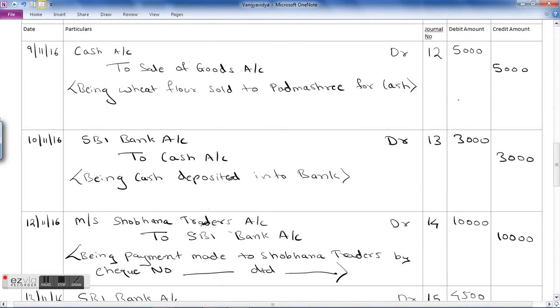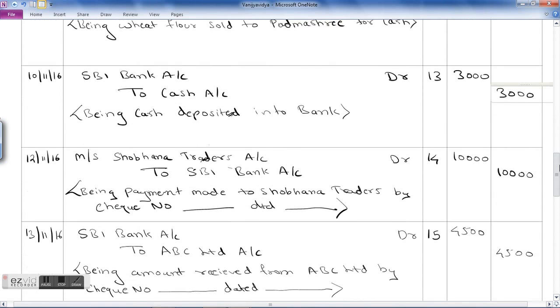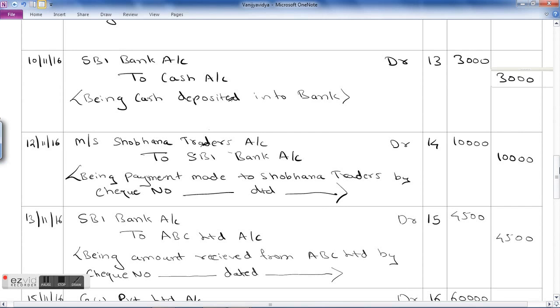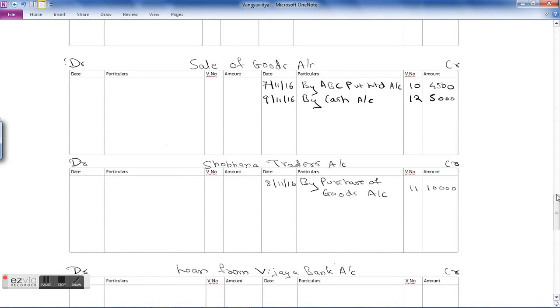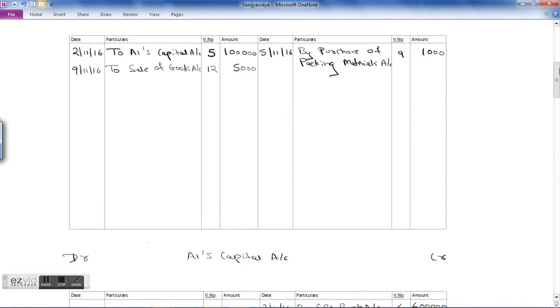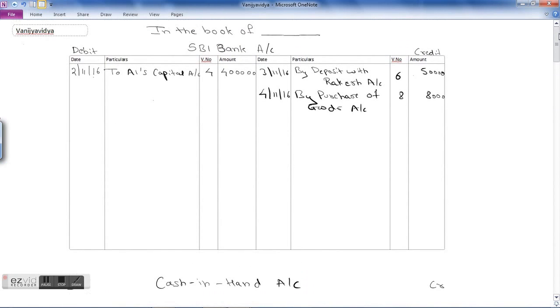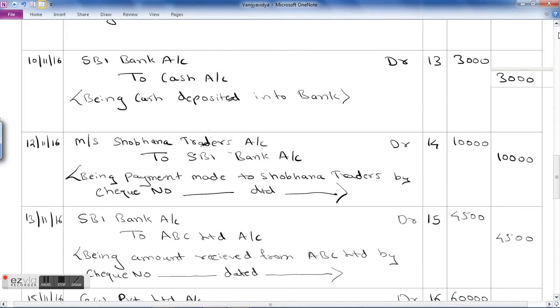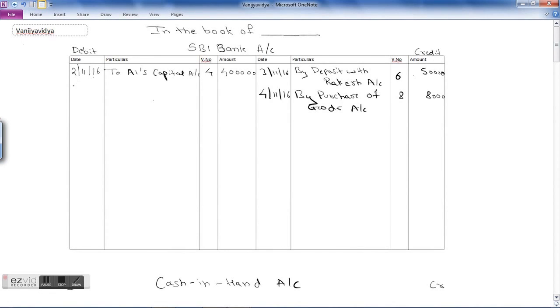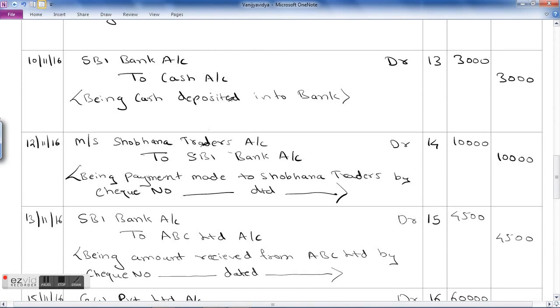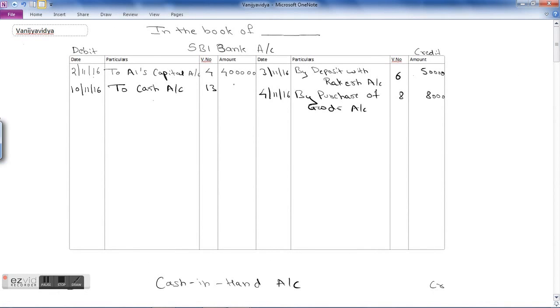Okay, now the next entry number 13, SBI bank account to cash account, dated 10/11/2016. So we'll go to SBI bank account first. Okay, SBI bank account is debited, so SBI bank account 10/11/2016 to cash account, entry number is 13, 3,000.